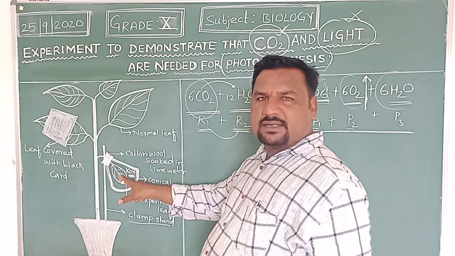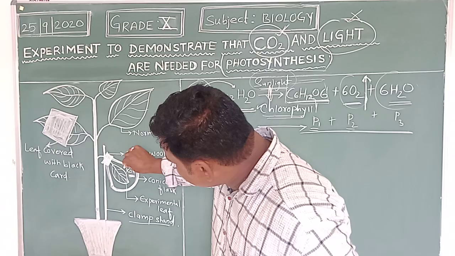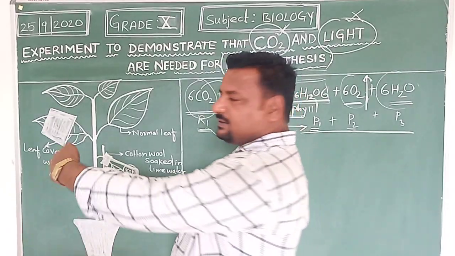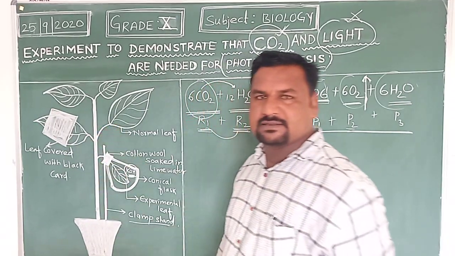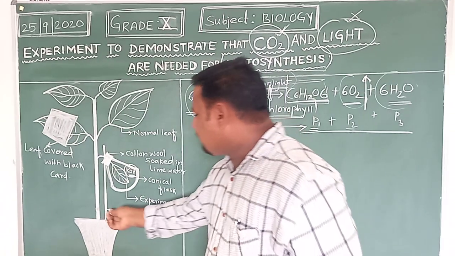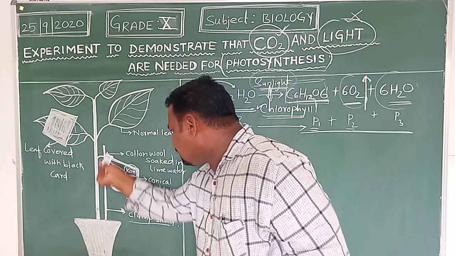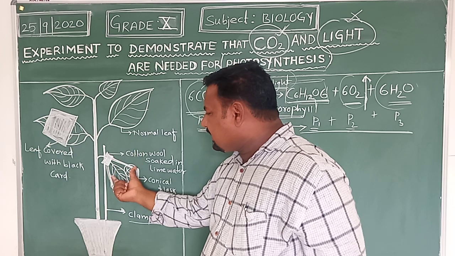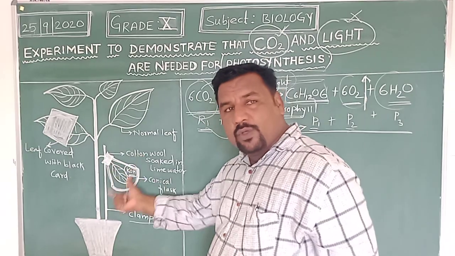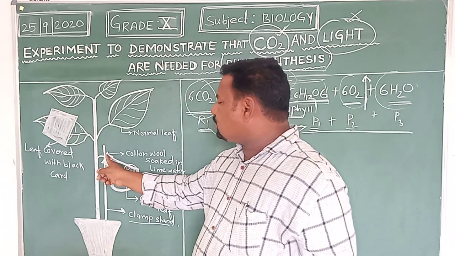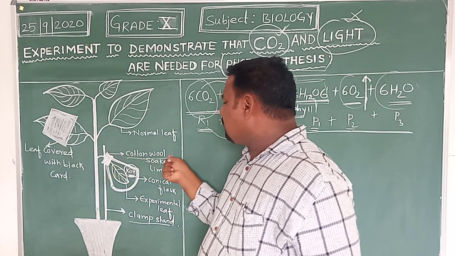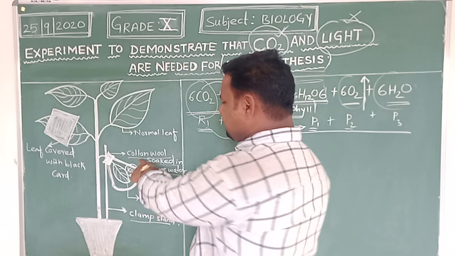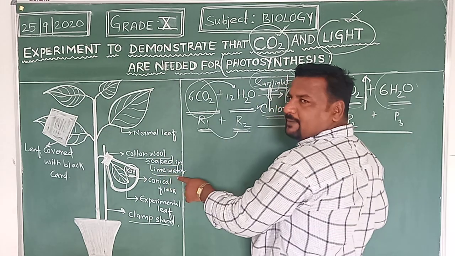So an empty conical flask is taken. In that flask, what have we added? An amount of potassium hydroxide, KOH. KOH is added in the flask, and the selected leaf is inserted in the flask. And the flask is further fixed with the help of a clamp stand. In this way, after inserting the leaf in a conical flask containing KOH, we have to keep cotton wool soaked in lime water. The mouth of the flask is covered using what? Cotton wool soaked in lime water.